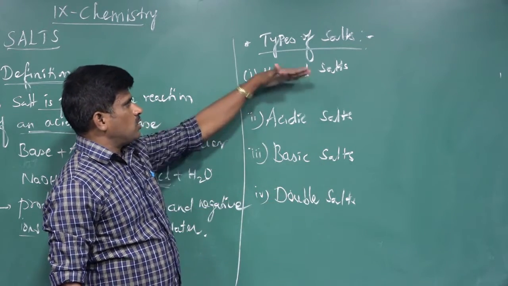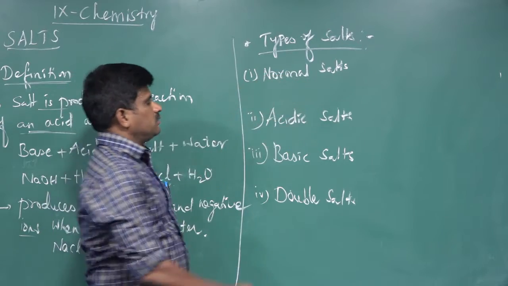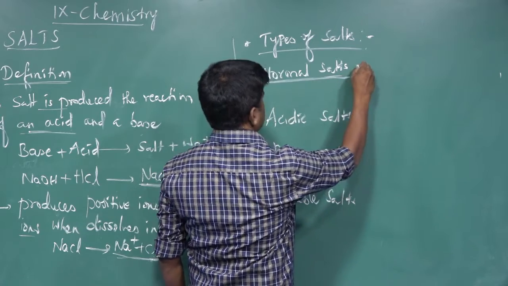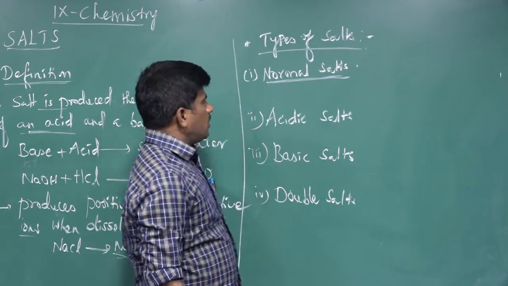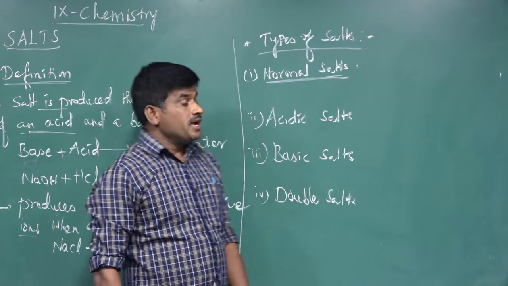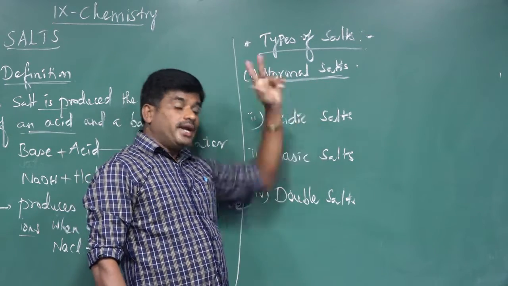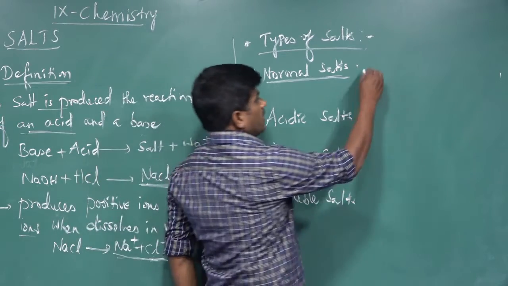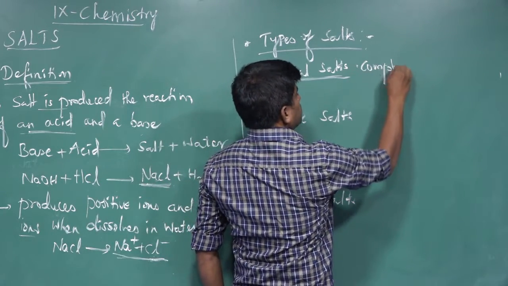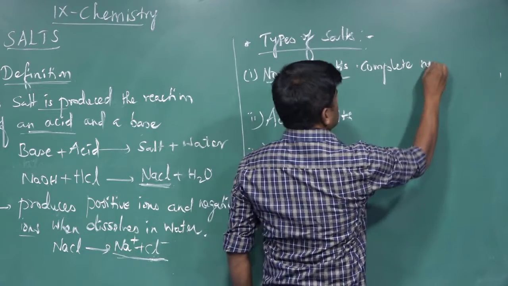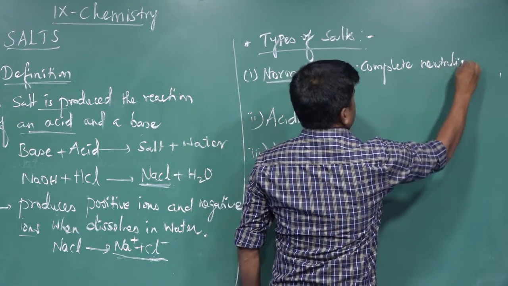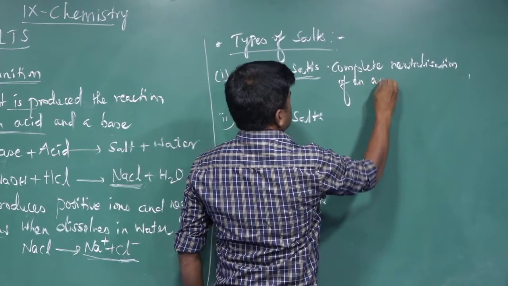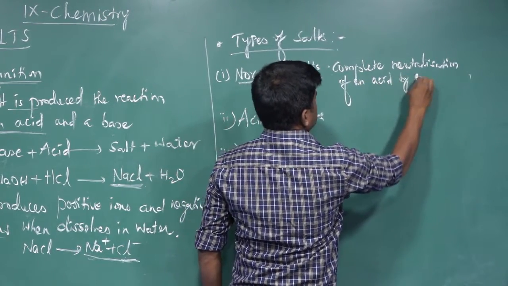Let's see the salts one by one in detail. First we take normal salt. How is normal salt obtained? Normal salt is obtained from the neutralization, that is complete neutralization, of an acid by a base. Complete neutralization of an acid by a base is the thing you should understand.